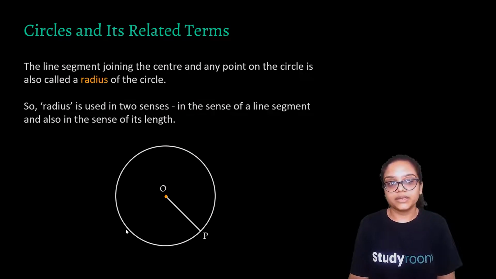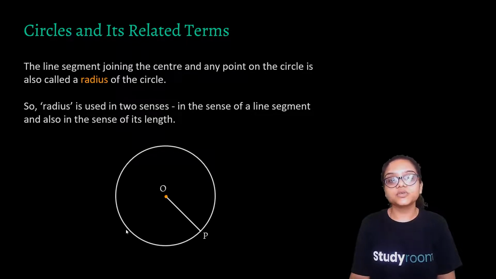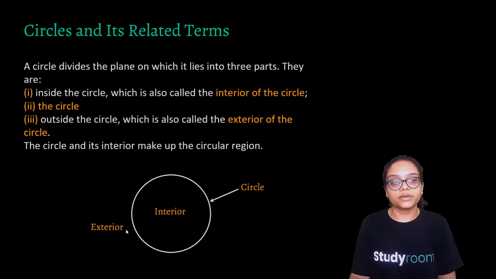Correct? Okay, now the line joining the center to the boundary of the circle, or any point on the circle, is known as the radius of the circle. Radius is used in two senses, in the sense of a line segment and also in the sense of its length. Correct? Okay. A circle divides the plane on which it lies into three parts: interior, exterior, and boundary.